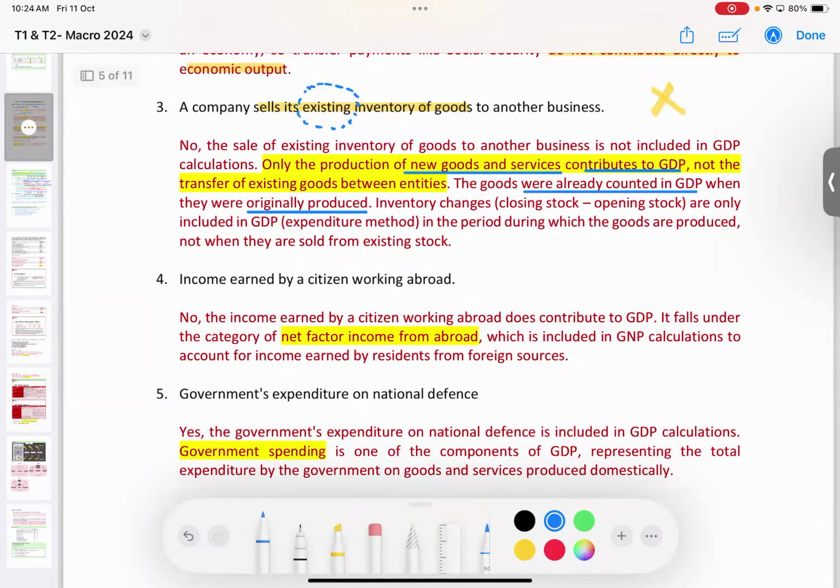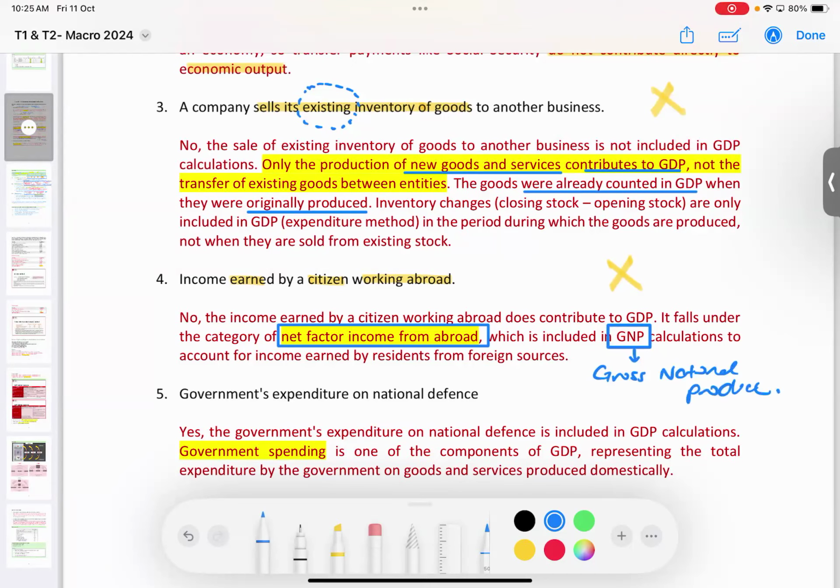Okay, next one, income earned by a citizen working abroad. So you work abroad, you earn income. Will that be included in GDP? Now, it will be recorded, but it's not under GDP. So it is not under GDP, but we call it net factor income abroad, because later on, we will use it to calculate GNP. GNP means what? Gross National Product.